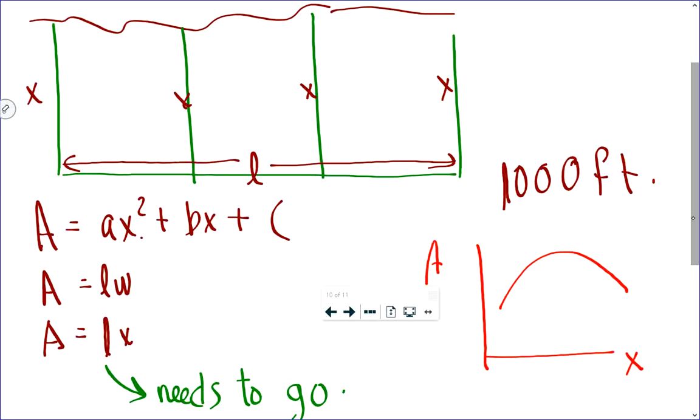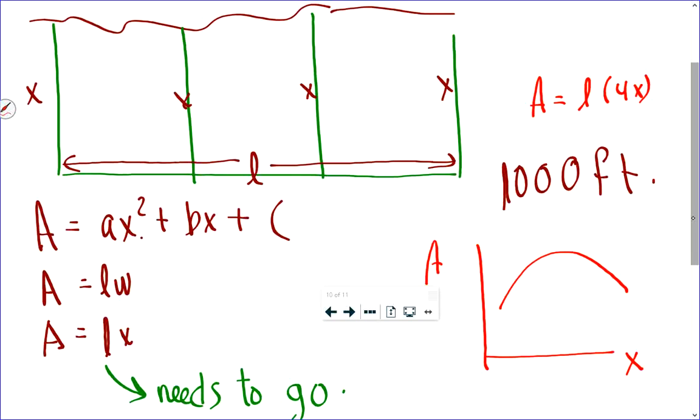Any other ideas? Jack? You need to rewrite it in vertex form. But I can't rewrite this A equals LX in vertex form because I don't even have it in standard form yet. I got to get rid of that L. Lucas? A equals 1L times 4x. Yes. I understand what you're saying, but I'm really glad I decided to throw this one up.